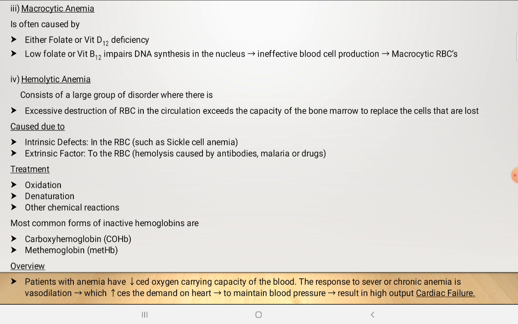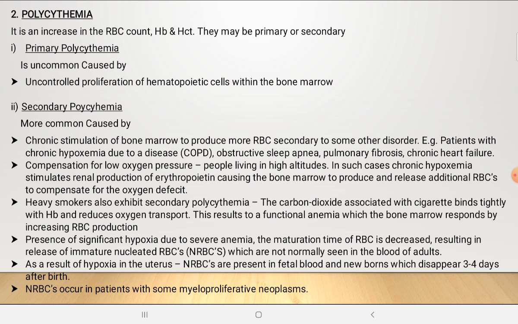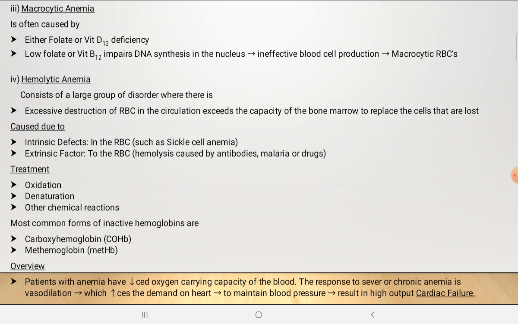An overview of this is that patients with anemia have decreased oxygen carrying capacity of the blood. The response to severe or chronic anemia is vasodilation, which increases the demand on the heart to maintain blood pressure, resulting in a high rate of cardiac failure. So this is about anemia.